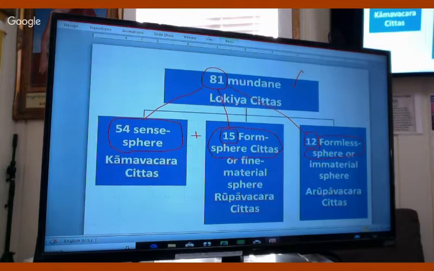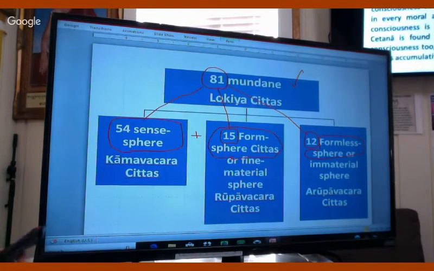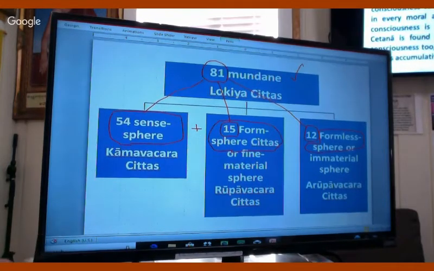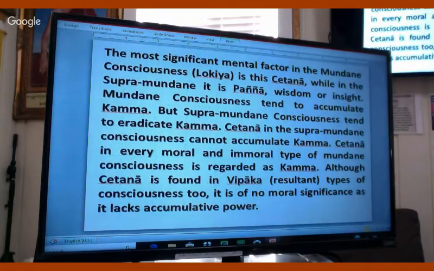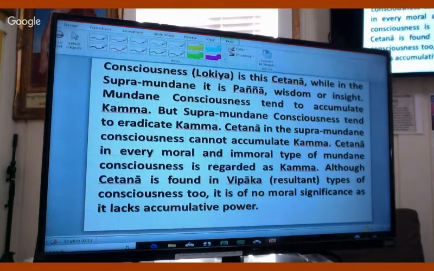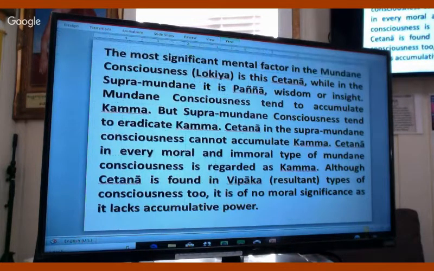So that's why we need to know one of the most significant manifestas. We will learn later about the manifestas in chapter 2. This is chapter 1, which is learning about the Chitta, the mind. In the next chapter we need to learn the manifestas, because mind and manifesta work together. If you don't understand manifesta, you cannot fully understand the mind. Anyway, the most significant manifesta in the mundane consciousness, Lokiya Chitta, is Chetana.